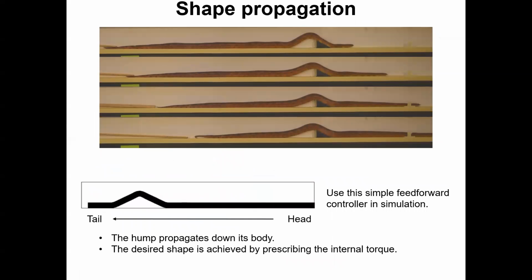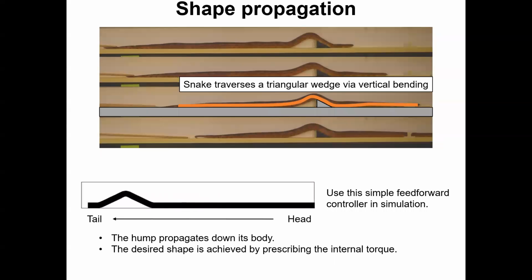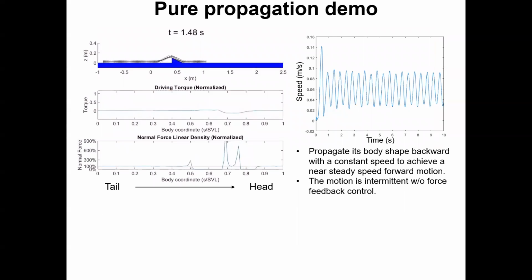We first use a simple feed-forward shape propagation controller in our simulation. The hump of the snake propagates down its body. The desired shape is achieved by prescribing the internal torque. In this study, we only concern the case that the snake traverses a triangular wedge via vertical bending. Here is a demo of the simulation implementation of pure propagation. By propagating its body shape backward to propel against the obstacle, the motion is intermittent without force feedback control.